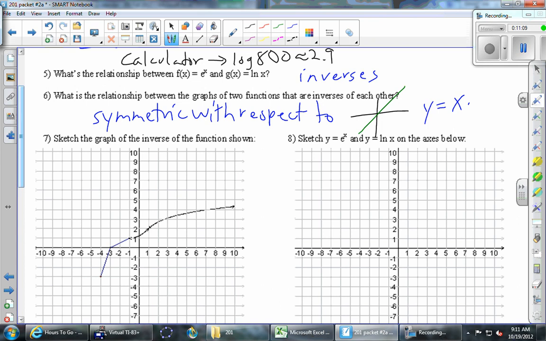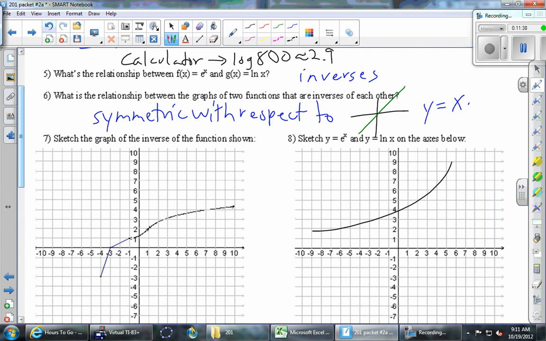So what we're going to do, we're going to skip 7, which asks you to basically just take a graph and draw the thing that is symmetric with respect to the line y equals x. We'll basically do it in number 8 with a function that we actually care about. So it says sketch e to the x and sketch y equals ln of x. And what I'd like us to do, I know you guys have a sense of the graph of e to the x. Is it exponential growth or decay? Right, so we know we're expecting something like that, but I want to be a little more precise than that.